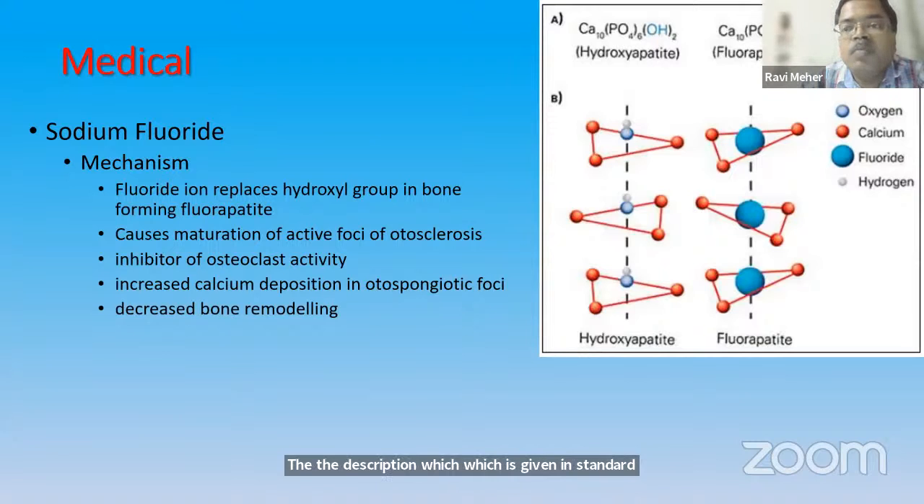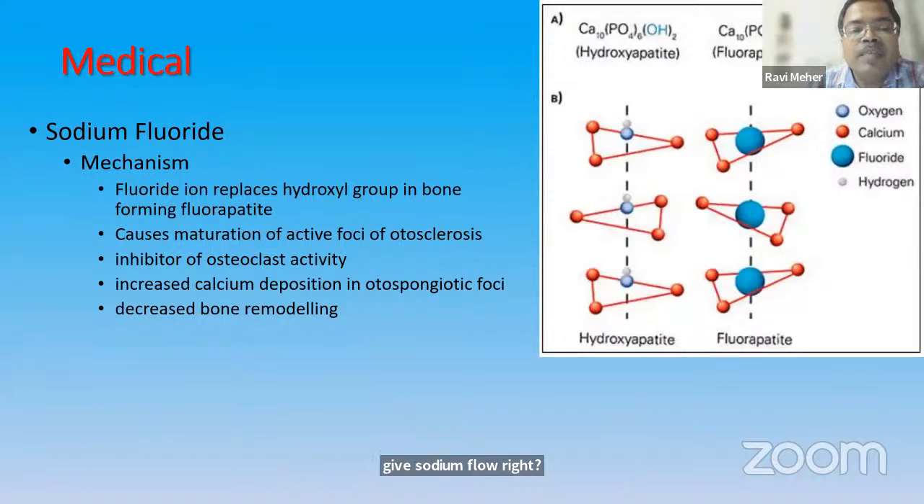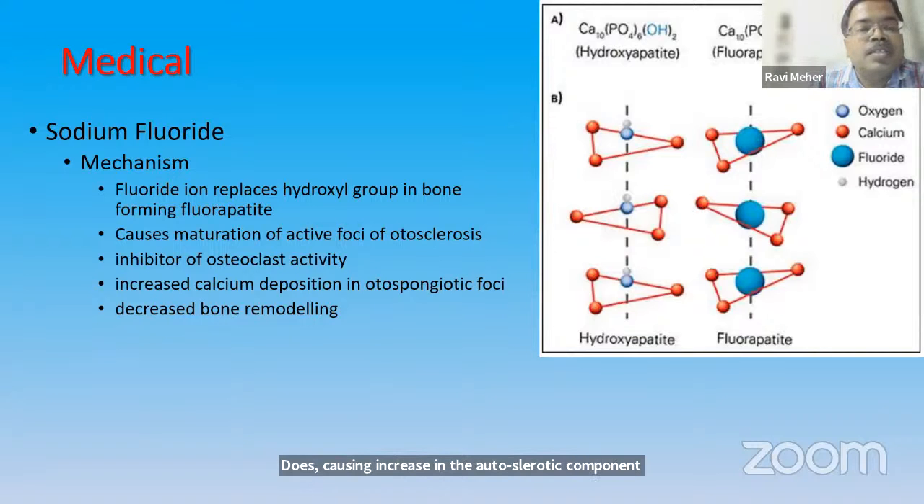So the mechanism of action of sodium fluoride is that it replaces the hydroxyl group in the bone, forming fluoroapatite. So this causes maturation of the active foci of otosclerosis. So this is actually given in patients who are having active foci, that is otospongiosis. You have a flamingo pink sign, or you have a Schwartze sign positive. In these patients, you can actually give sodium fluoride. It actually inhibits the osteoclastic activity and increases the calcium deposition in the otospongiotic foci, thus causing an increase in the otosclerotic component and the final end of the disease.